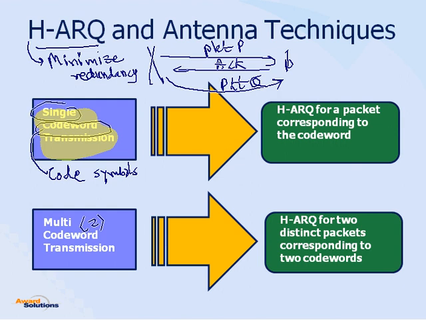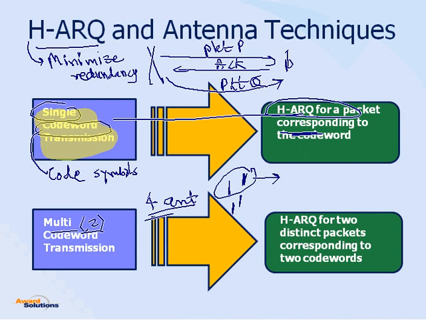If there is only one code word, then hybrid ARQ will be just for that single packet corresponding with the code word. However, we may have two code words being used. That will be the case when you are using 4 antennas. Whenever you have 4 antenna transmissions, let's say 2 antennas will use one code word, and the other set of 2 antennas will use another code word. So now we have 2 code words being sent from those antennas.